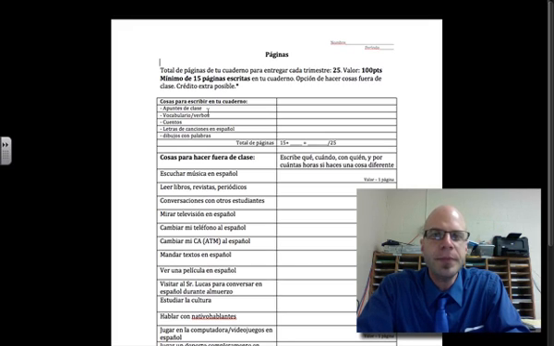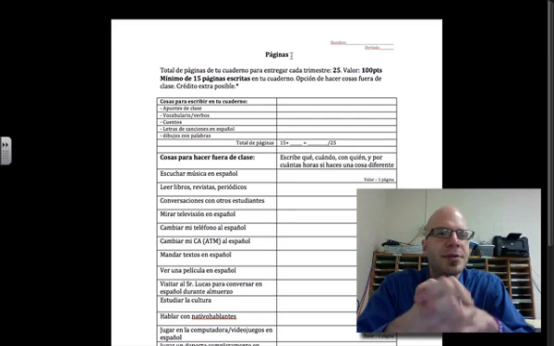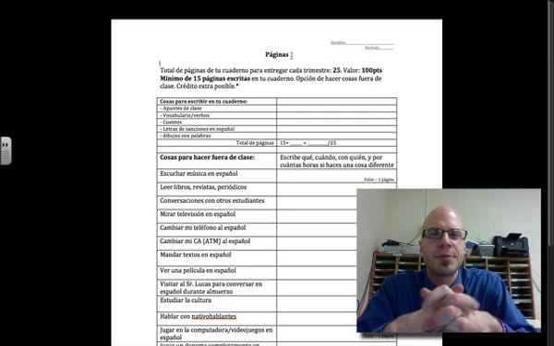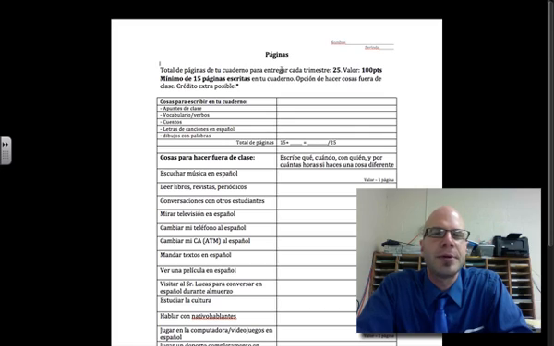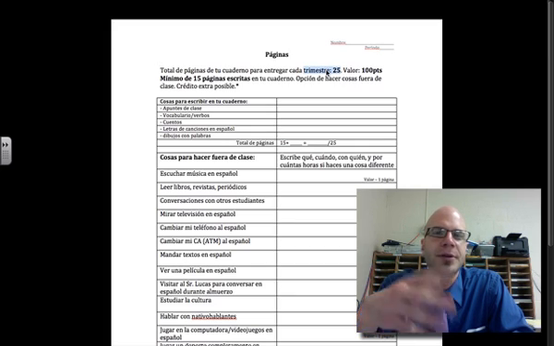If you look at this handout right here, you're going to see where you put your name, nombre and periodo, and then the title is páginas. Páginas means page. If you're looking at the first paragraph, it says total de páginas de tu cuaderno para entregar cada trimestre, 25. Valor, 100 puntos. Mínimo de 15 páginas escritas en tu cuaderno. Opción de hacer cosas fuera de clase. Crédito extra posible.